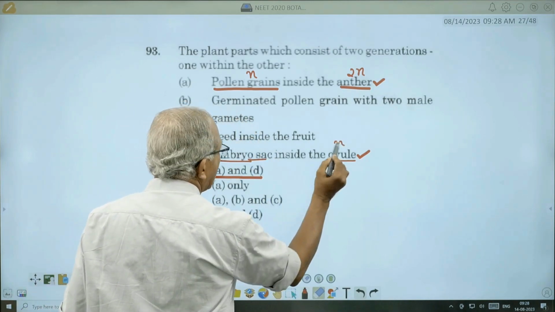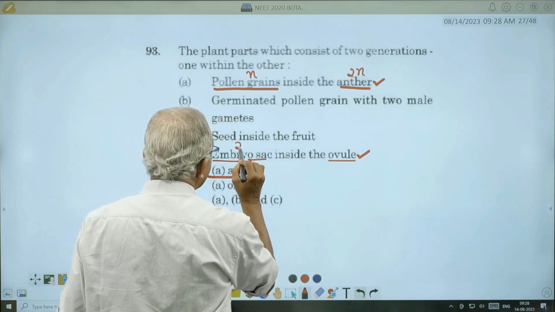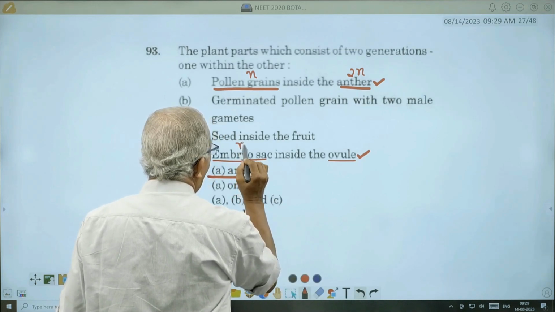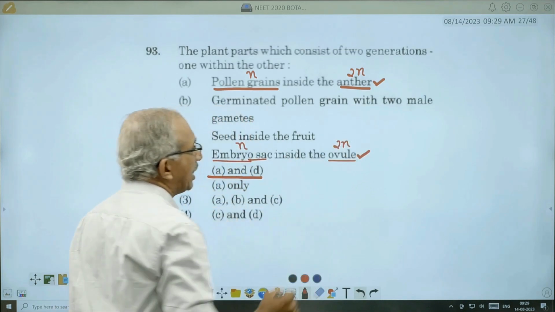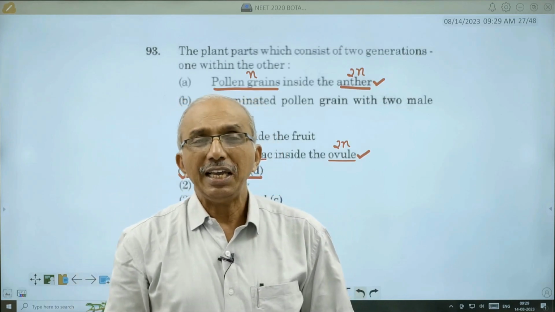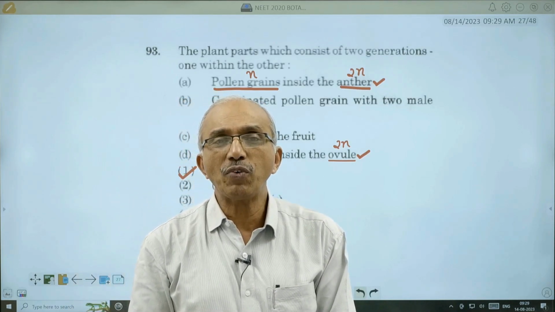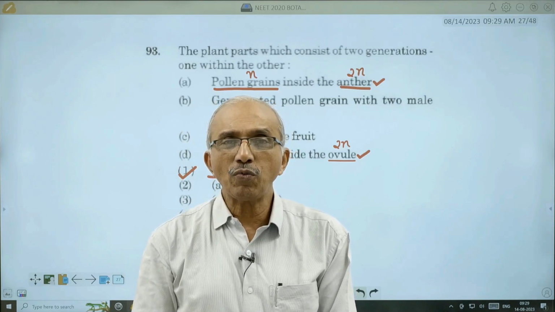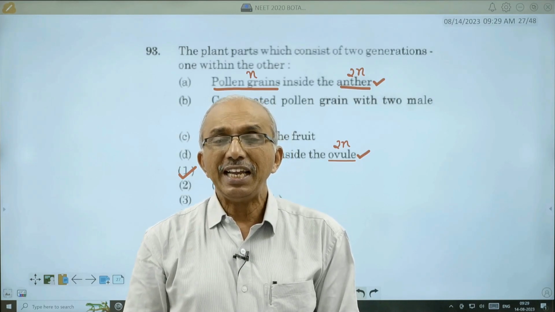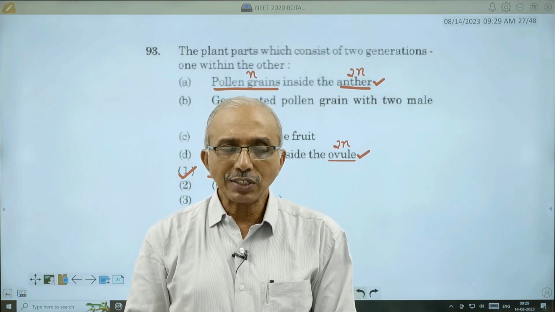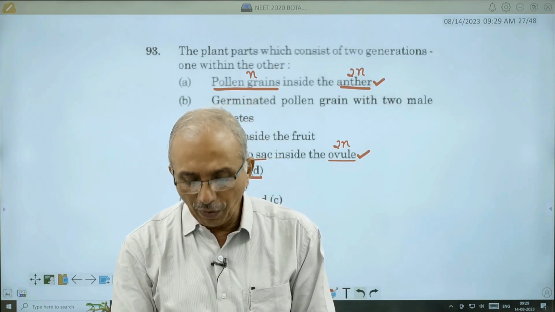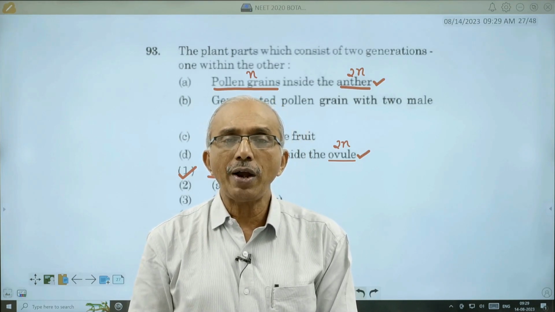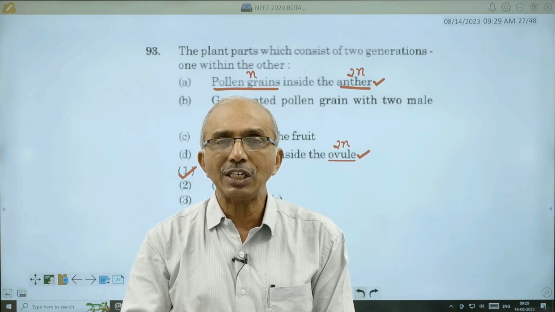Embryo sac is haploid. Ovule is diploid. Embryo sac is the female gametophyte of angiosperm. It is haploid. Ovule is the megasporangium and it is diploid. It is the sporophytic generation.